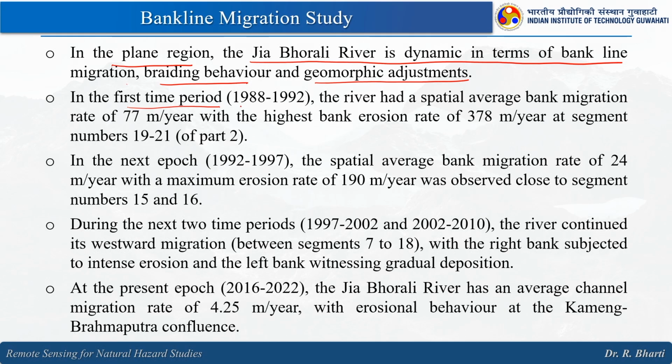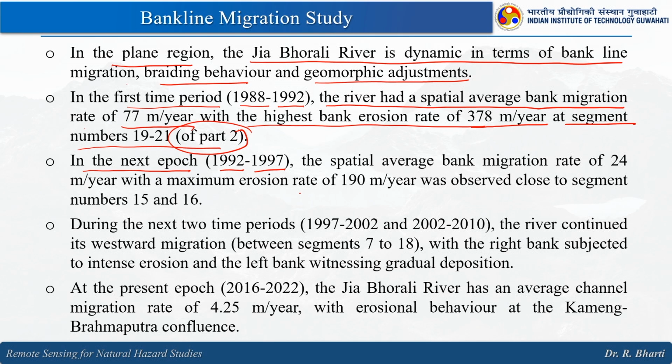In the first time period, 1988 to 1992, the river had a spatially averaged bank migration rate of 77 meters per year, with the highest bank erosion rate of 378 meters per year at segments 19 to 21. This is in the lower reaches, right. In the next epoch, 1992 to 1997, the spatially averaged bank migration rate was 24 meters per year, with a maximum erosion rate of 190 meters per year observed close to segments 15 and 16.